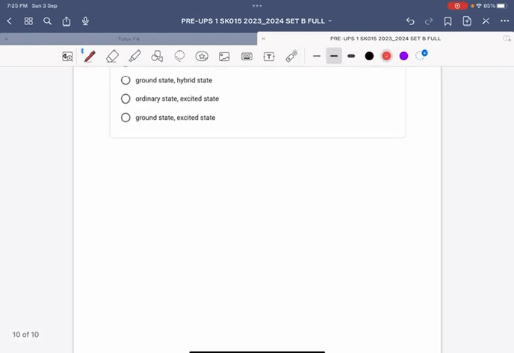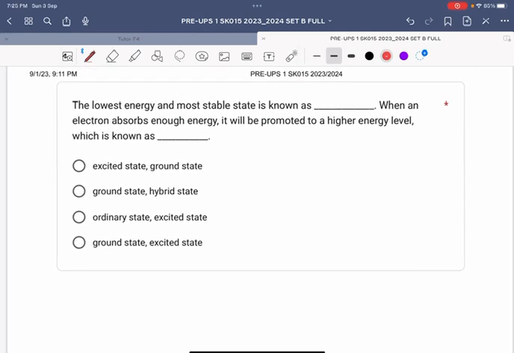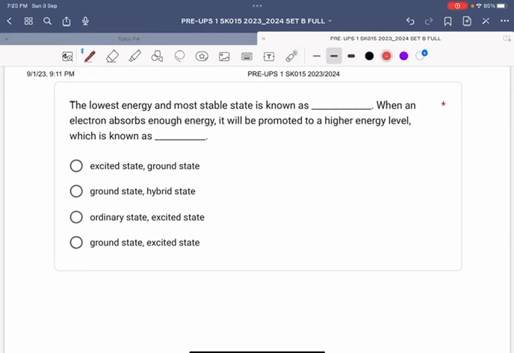Okay, we go to the last question. The lowest energy, most stable state is known as, of course, the ground state. The lowest one. When an electron absorbs energy, it will be promoted to a higher energy level, which is known as, okay, the excited state. So the answer is option D. Dah siap.